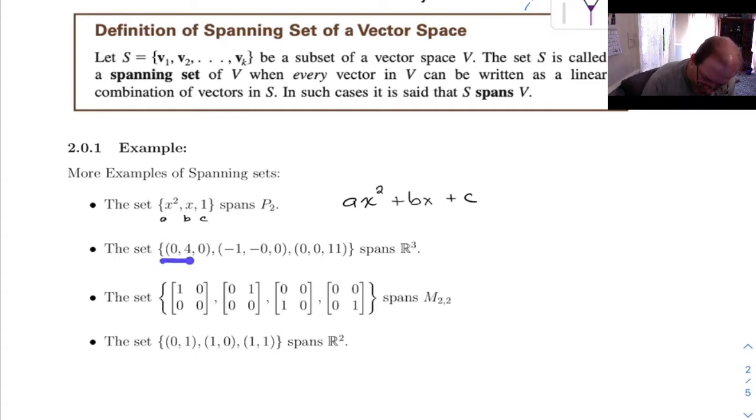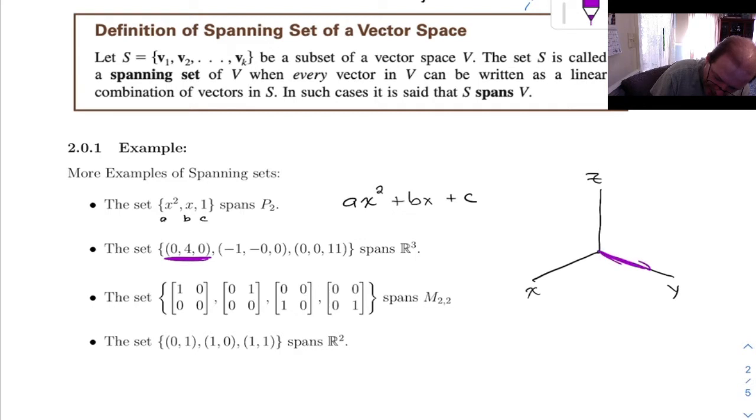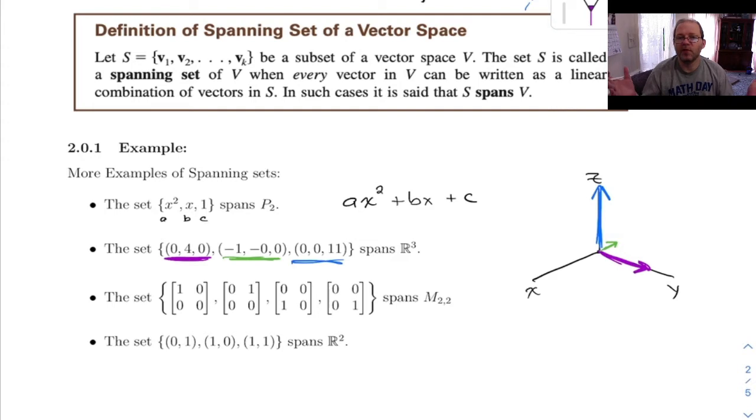All right, this next one. This right here spans R3. Well, let's see how. Here are my axes, x, y, and z. If we look at these, 0, 4, 0, that sticks out 4 units along the y-axis. This sticks out -1 unit along the x-axis, so back this way. And then this last one sticks out 11 units along the z-axis. I'm not going to worry with making this exactly to scale, but by taking linear combinations of those, you can go in each direction whatever length you want, so you can get anything.